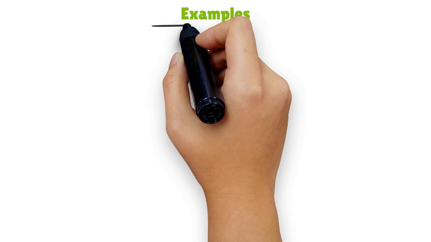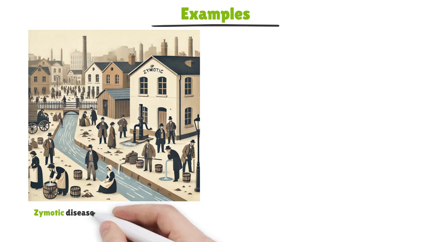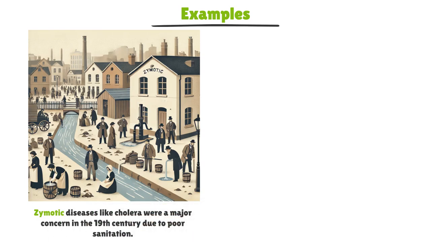Let's see how the word zymotic can be used in sentences. Zymotic diseases like cholera were a major concern in the 19th century due to poor sanitation. This describes its historical use for infectious diseases.